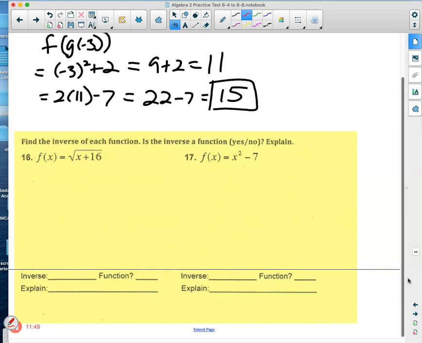So good thing we've got these little prompts down here. That's a lot of little things to remember. And we had 2 steps to finding inverses. What's the first one?